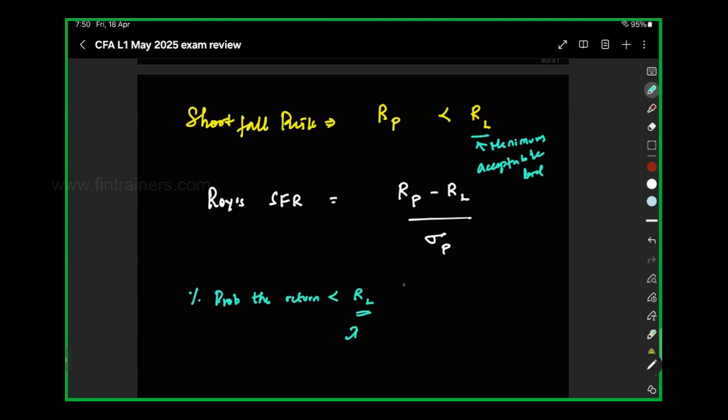What is the chance? This is given as the standard normal distribution N of the negative of the SFR. Okay, so just 3 steps. First, see what your shortfall risk level is. You might have to calculate this RL using time value of money keys, and then compute your Roy's safety first ratio. Then just do N of the negative of the SFR. If you only have a positive table, then you will have to do 1 minus N of the SFR.